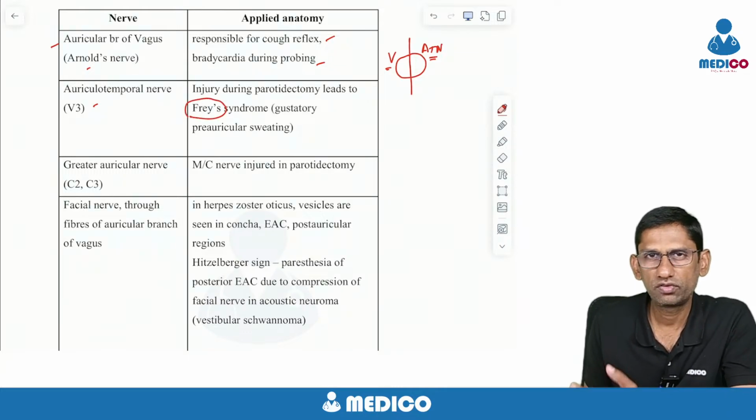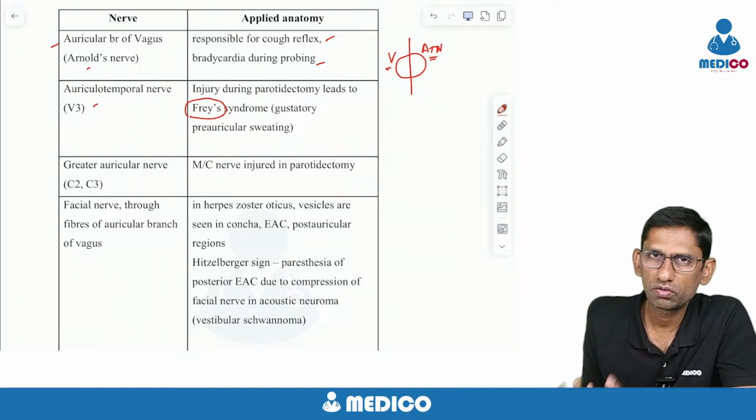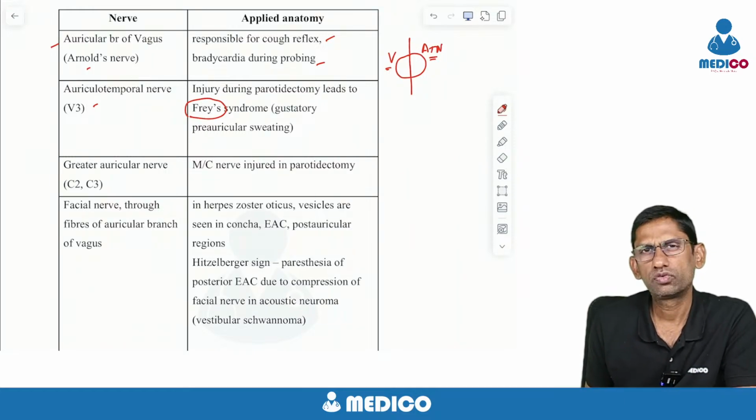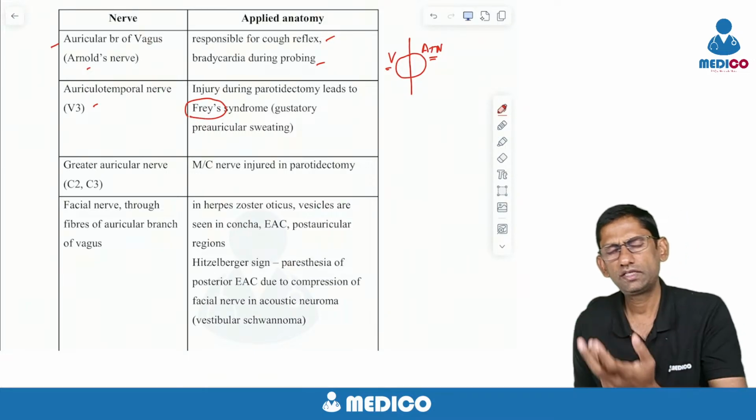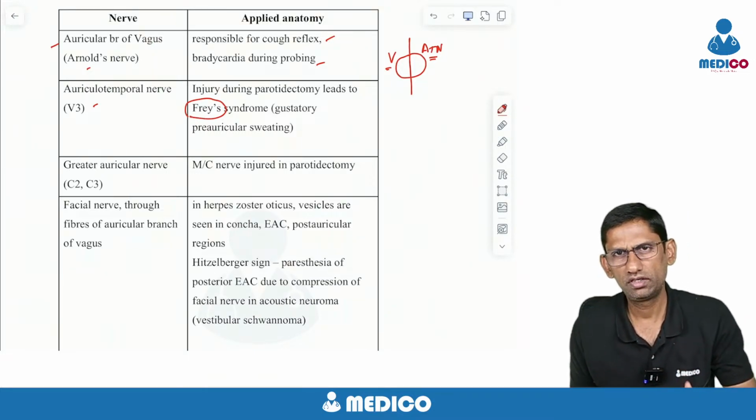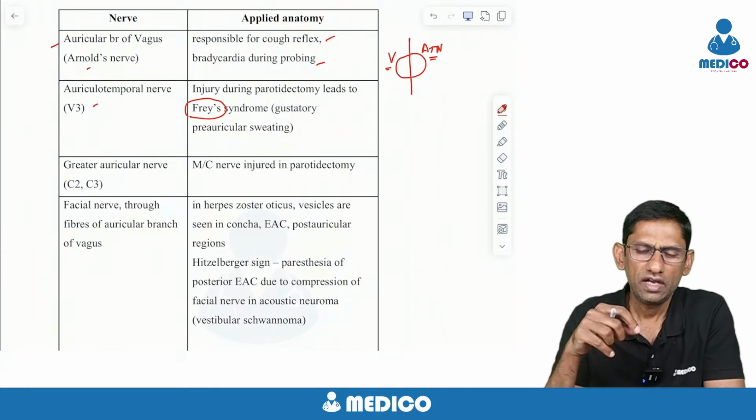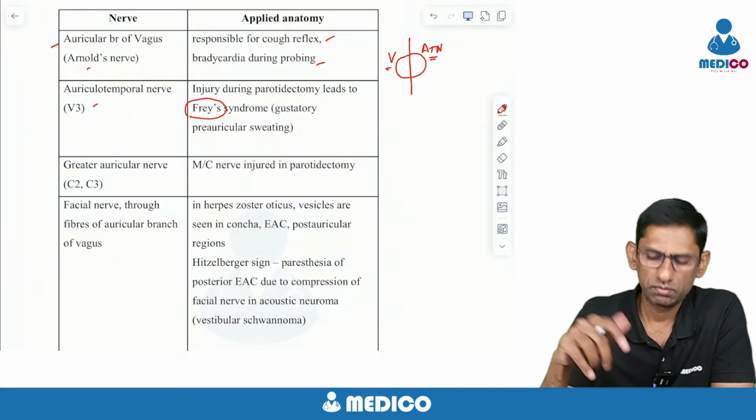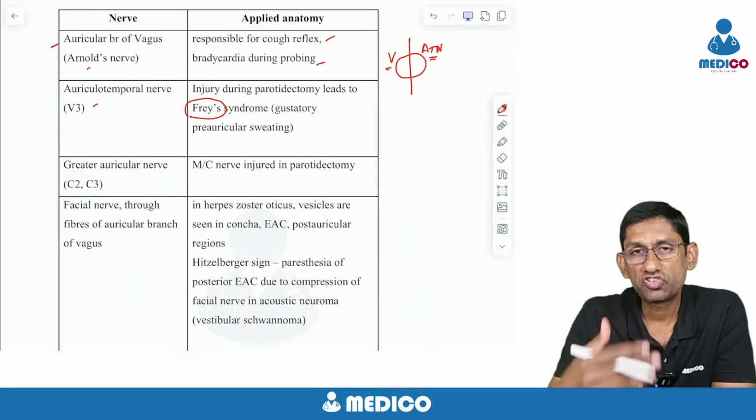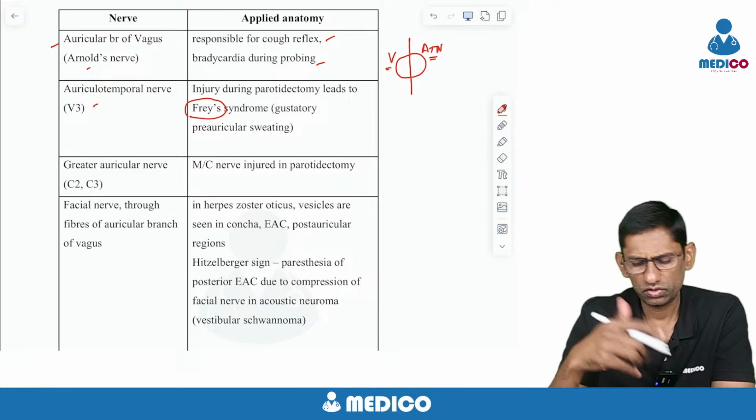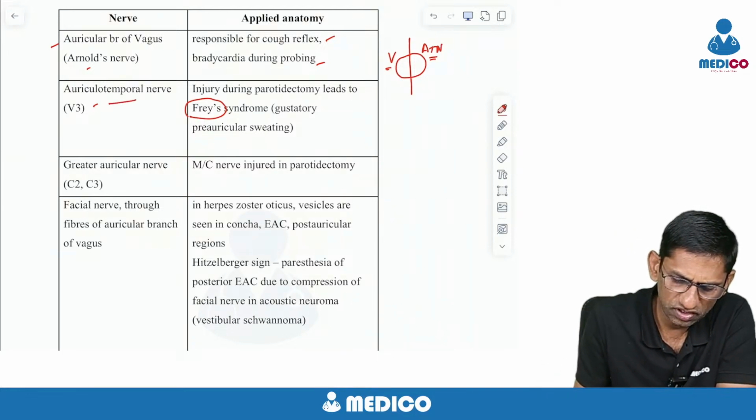So what is Frey syndrome? This is gustatory preauricular sweating, a profuse sweating. If you injure the auriculotemporal nerve during parotidectomy, there is a high chance this nerve will develop faulty regeneration, and this faulty regeneration of the fibers supplies the sweat glands of the skin instead of supplying the parotid gland.